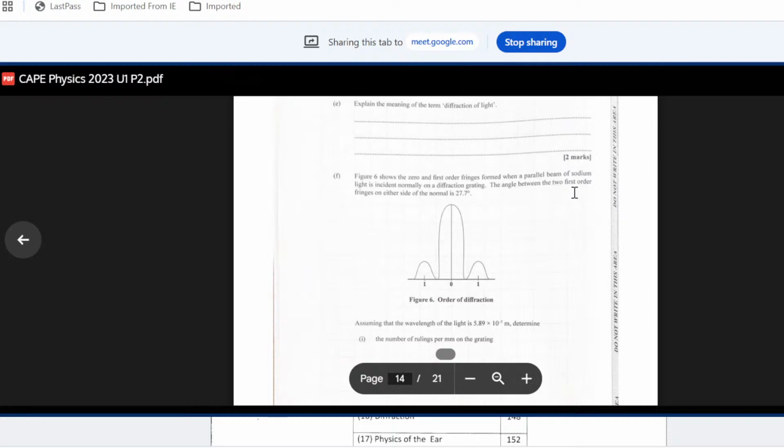All right, you're correct. Yeah, so D is 1.28 times 10 to the negative 6. And then you'd use that to find N, because N is equal to 1 over D.